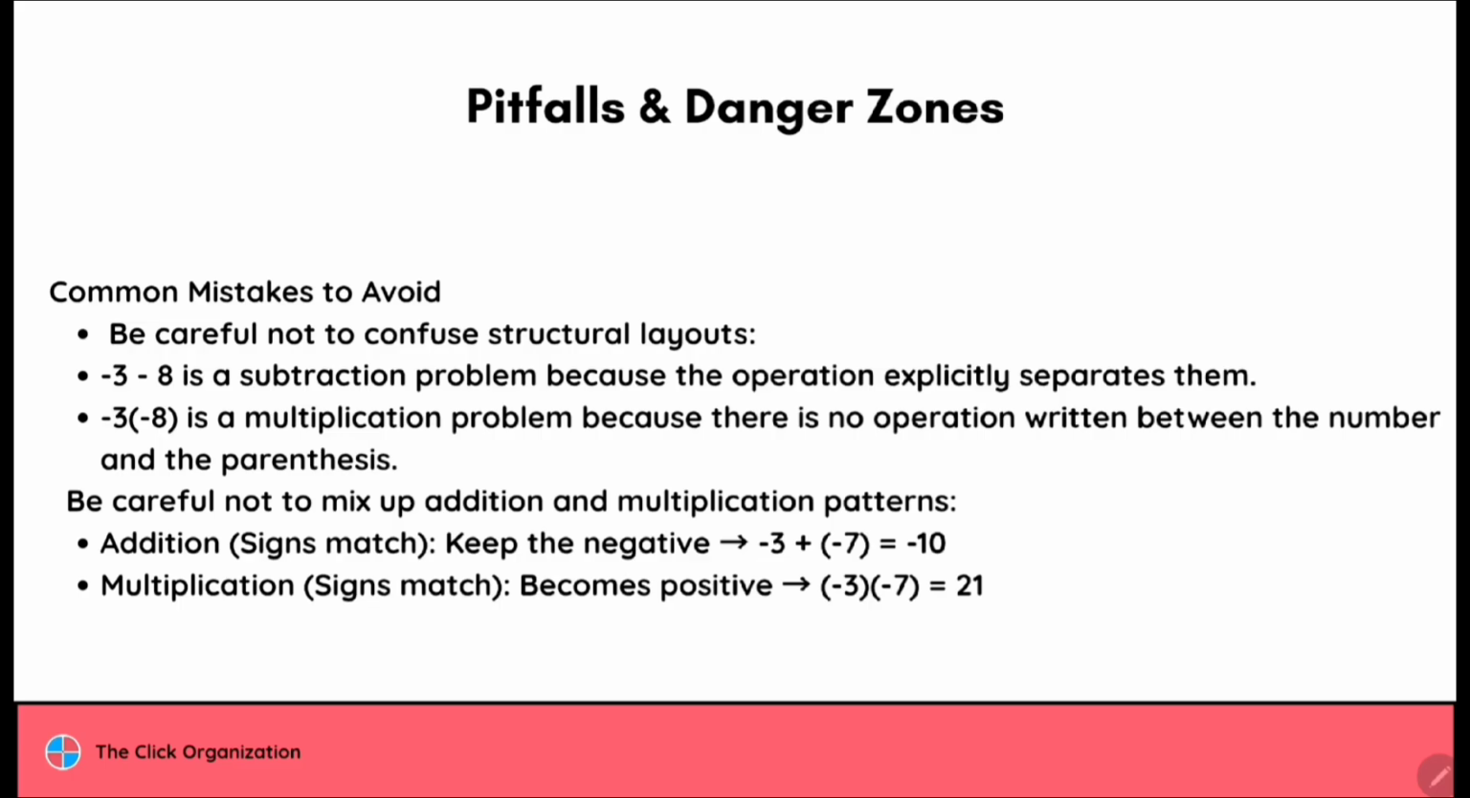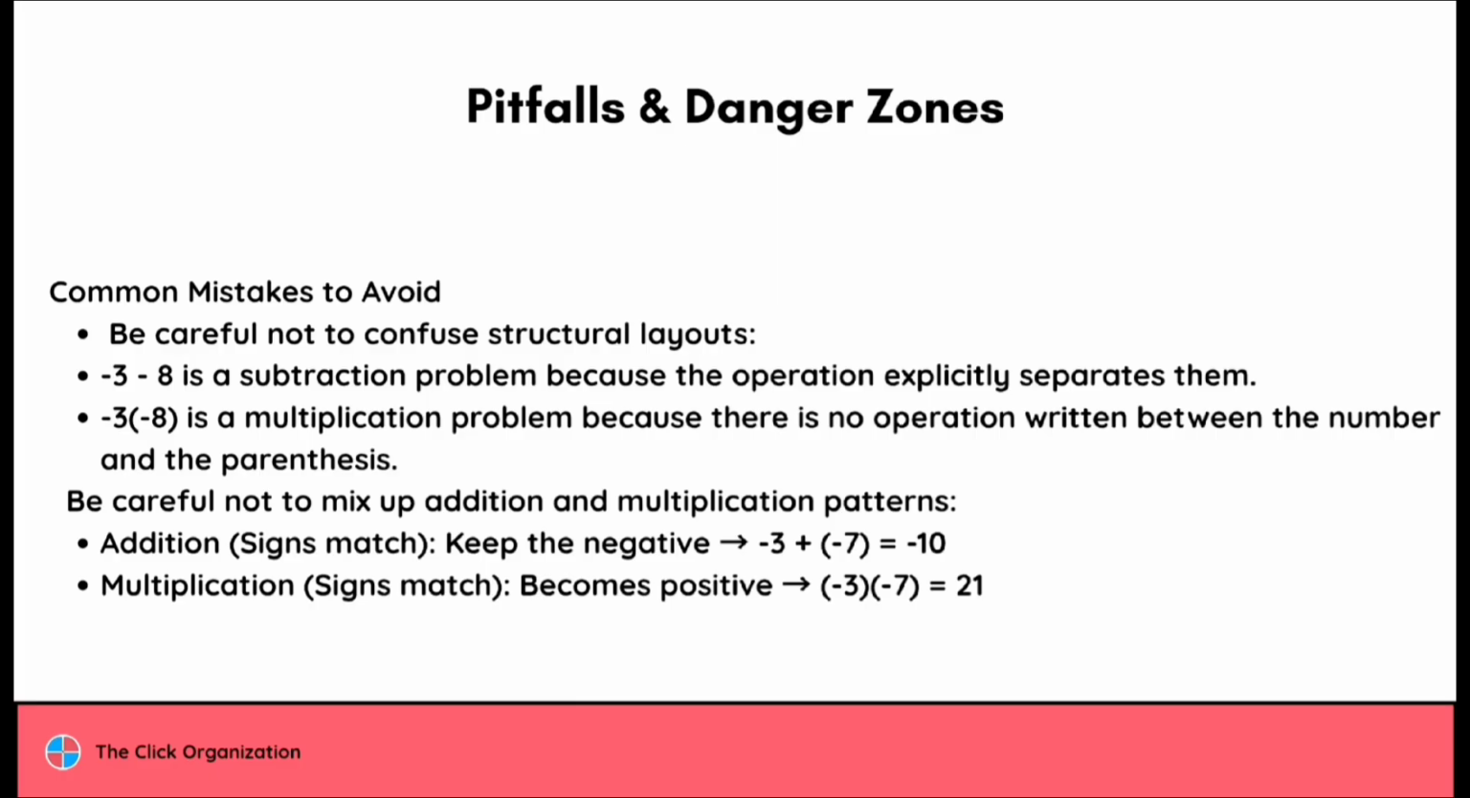Minus 3 into minus 8 is a multiplication problem because there is no operation written between the number and the parenthesis. So whenever you see that there is no operation written between the number and the parenthesis, which is basically the bracket, that is a multiplication question. But when there is an operation like plus or minus written between the number and the parenthesis, in that case, it would be a subtraction or an addition problem.